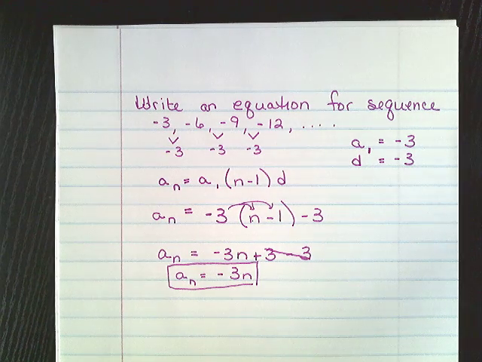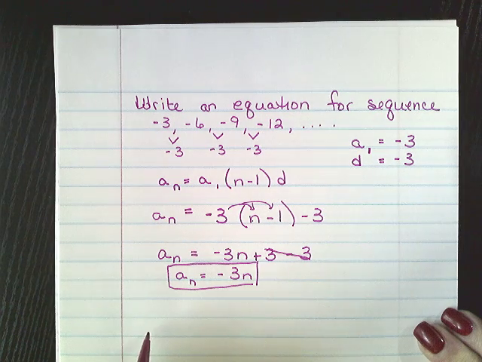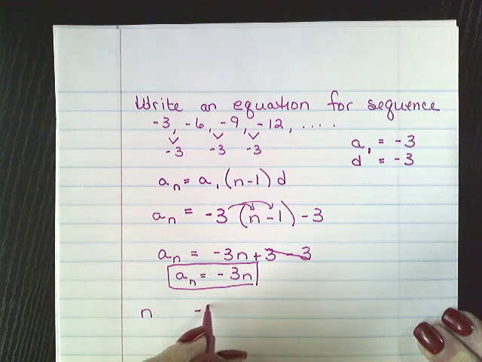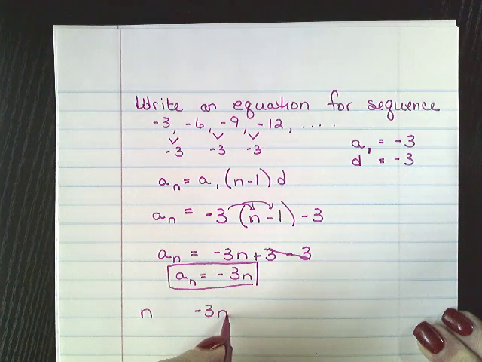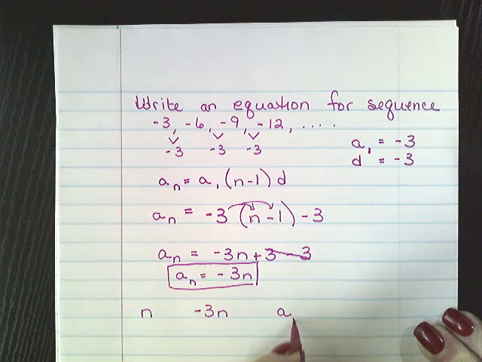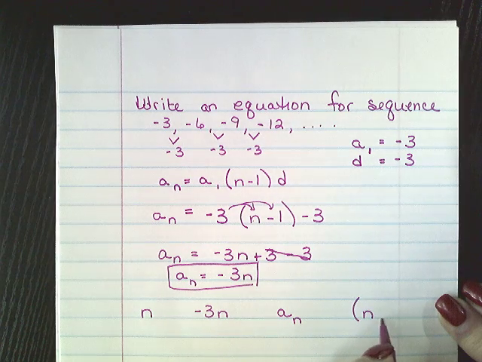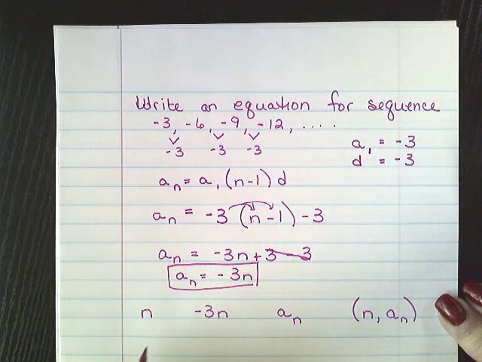Now what they want you to do is they want you to graph this, but you have to figure out first what those terms are. So make a table, put your n in the front, your negative 3n, our equation, would come next. Then we have to find that second part, the answer to our equation, and then your ordered pair to graph would be n, a_n. Now it wants you to find the first 5 terms and graph them.